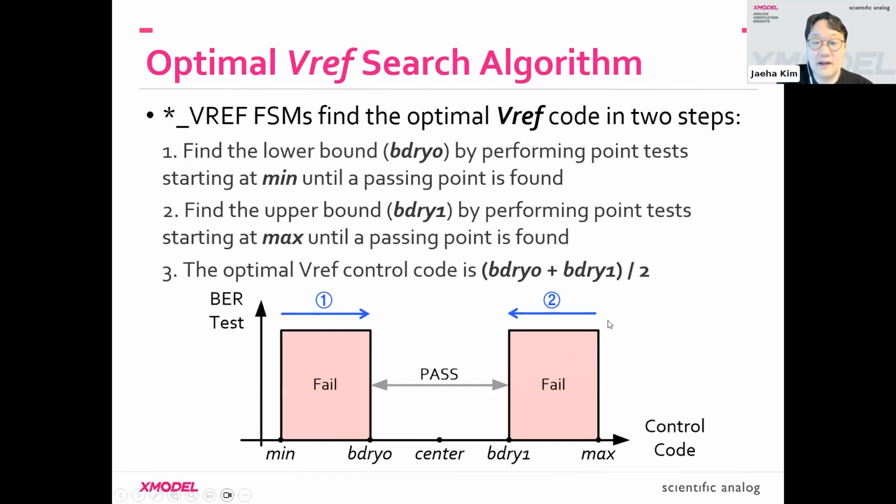Then we start another incremental search starting at the maximum value and now decreasing the value one by one until we find the passing point again. Okay, so we call that a boundary 1. So basically, we're looking for the lower bound and the upper bound of the passing window by walking from the extreme side, the minimum and maximum point values of the range. And we're assuming in the middle, it's all pass. And based on that assumption, we choose the center point as the average of those two boundary values.